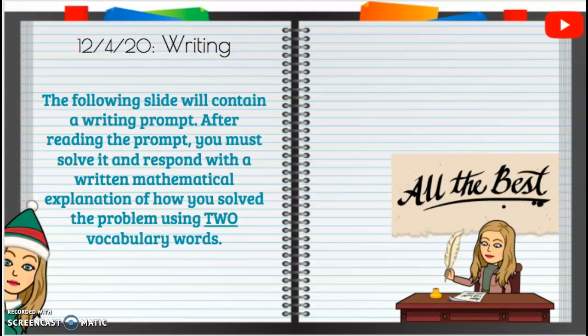December 4th, 2020, writing. The following slide will contain a writing prompt. After reading the prompt, you must solve it and respond with a written mathematical explanation of how you solved the problem using 2 vocabulary words.